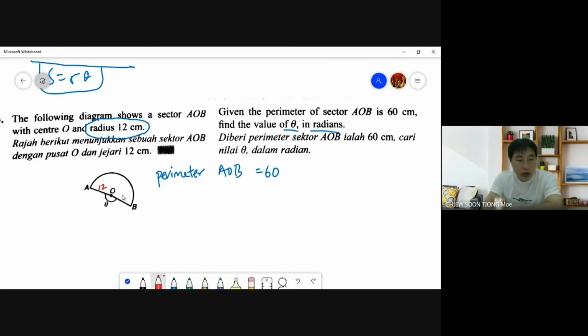This one is 12. This one is 12, because it's the radius. So we know AB. So it's 12 plus 12 plus AB equals 60. Now we know the formula for AB is R theta. Bear in your mind, R theta, this one is S.